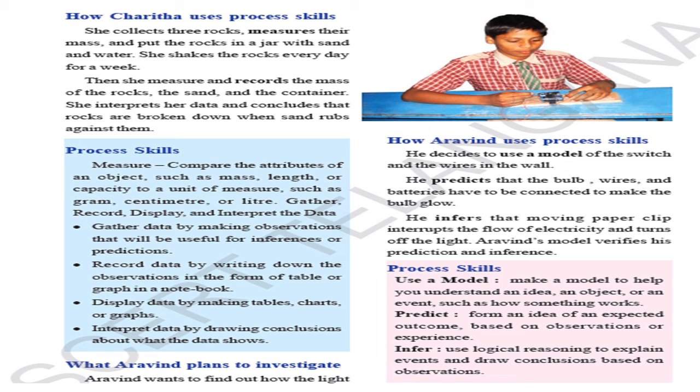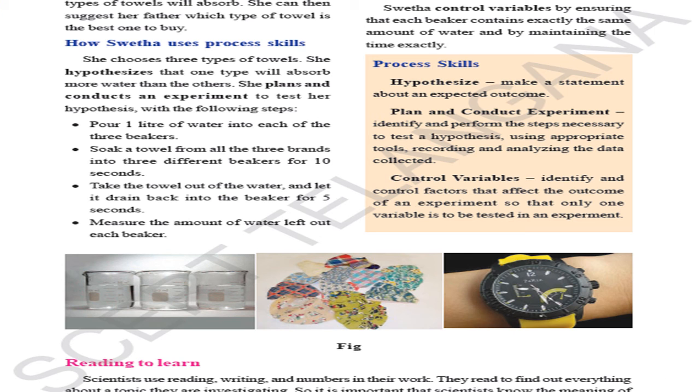What are the process skills? How does this boy do it? He uses a model. Make a model to help you understand an idea, an object, or an event, such as how something works. Next is, how do we predict? We form an idea of an expected outcome based on observation or experience. Infer: use logical reasoning to explain events and draw conclusions based on the observation. Understood, all of you?